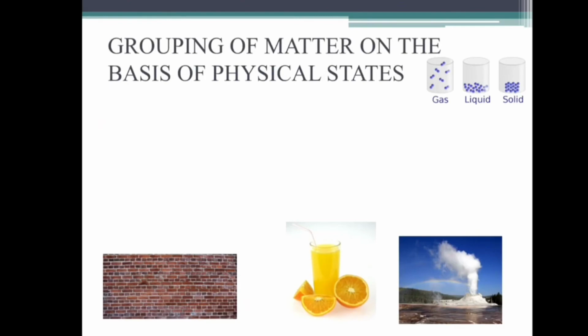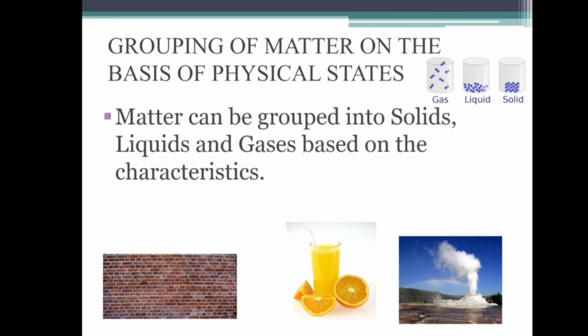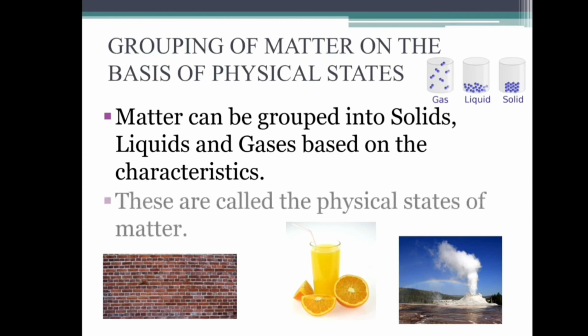Grouping of matter on the basis of physical states. So we know that the three major physical states are solid, liquid and gas. So matter can be grouped into solids, liquids and gases based on their characteristics. We saw three characteristics, isn't it? According to that, the solids, liquids and gases will be grouped. So these are called physical states of matter.